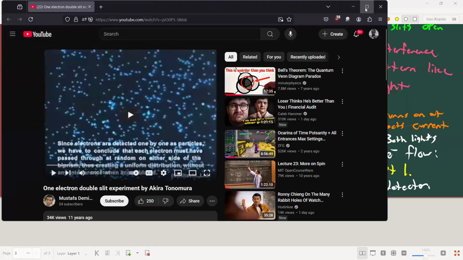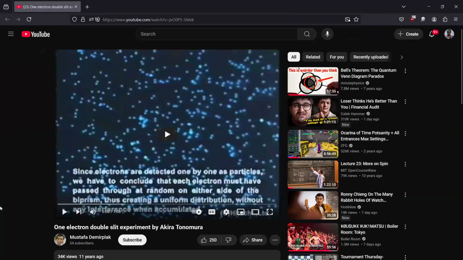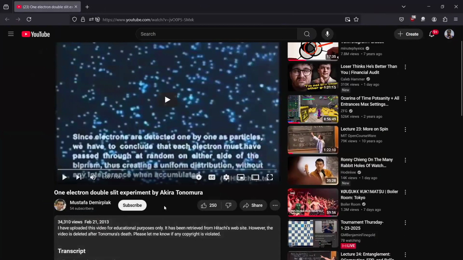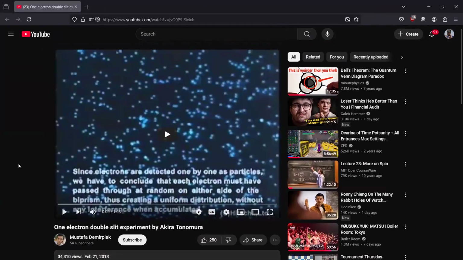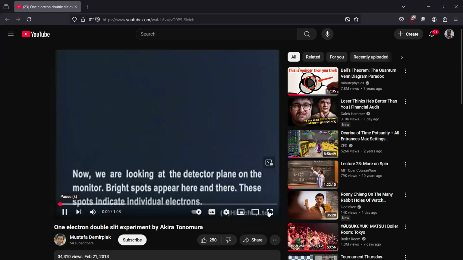All right, so I think this came from Hitachi's research labs in the 1990s. I don't remember exactly what they were doing. It has something to do with digital media technology, and they built basically a single electron gun that shoots one electron at a time, and a detector sensitive enough to pick up a single electron signal. Very, very stable. And this is a real video, a real experiment.